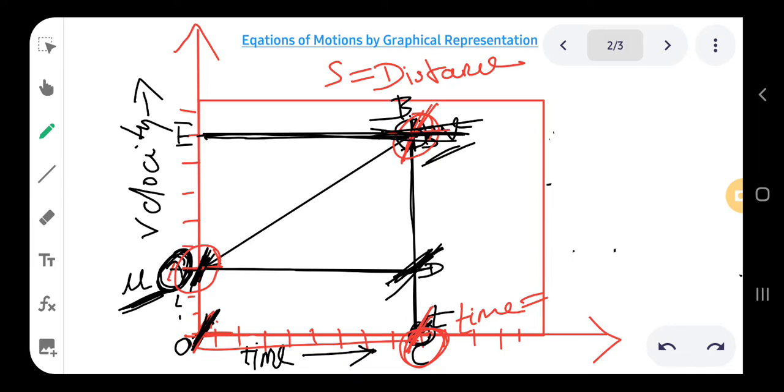Now how to find it out? We will divide this area into two parts. One is this rectangle area, another is the triangle area, and we know very well how to find them.